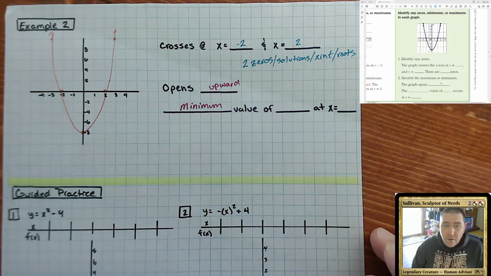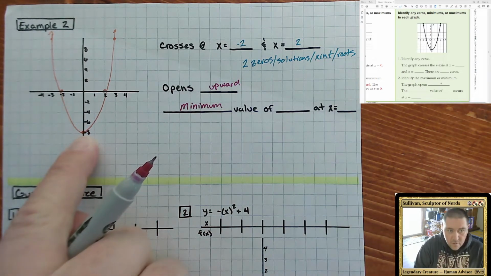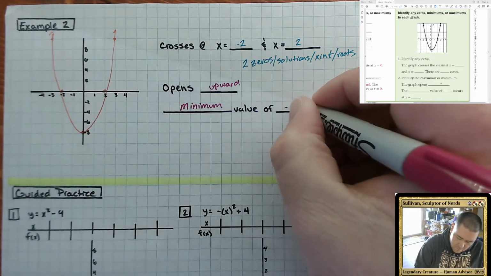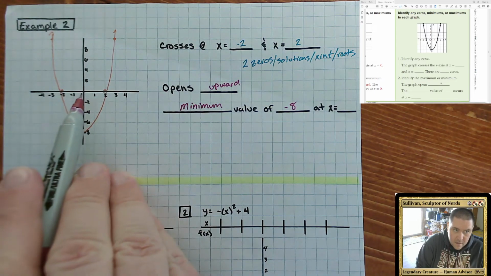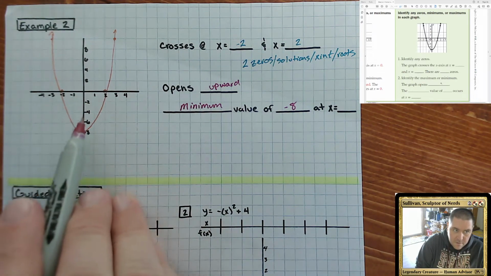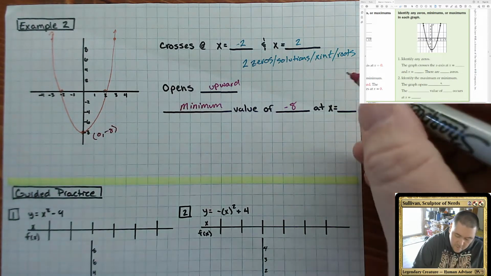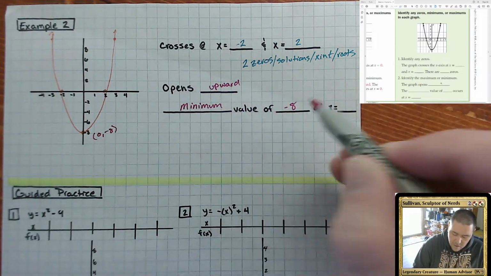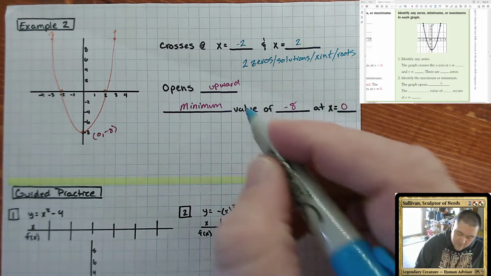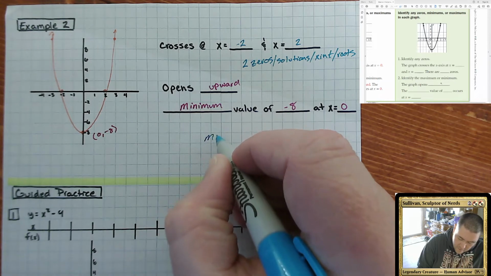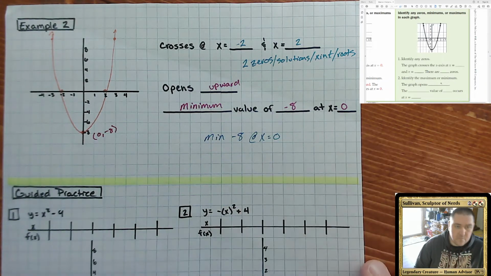Because it's the lowest value that the y's ever go to. The lowest value it ever hits is negative 8, and it happens when x is 0. X is 0, y is negative 8. 0, negative 8 is that point. So I say there's a minimum of negative 8 at x is 0. And then later we're going to start abbreviating that. We'll say minimum negative 8 at x is 0.